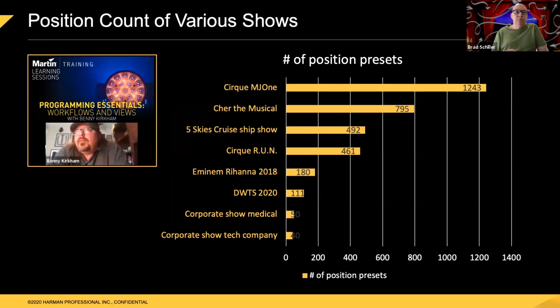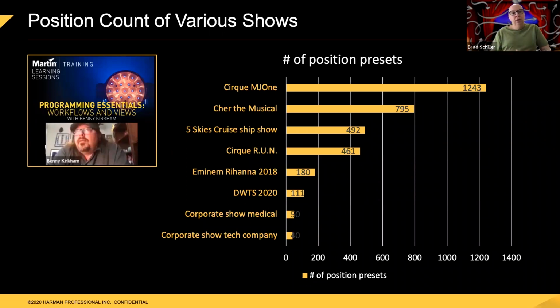Now, what Benny shared was pretty interesting. He shared this chart here, and I stole it, and thank you, Benny. And when you see this someday, know that I made use of this wonderful information. What he shared here was that on his corporate shows he used the least amount of positions. Then things like Dancing with the Stars tour and M&M and Rihanna tour, which was two different bands together, he used quite a lot. And then he moved up through some Cirque shows and some other things. Cher the Musical was a Broadway show, and you see the number of positions increases.